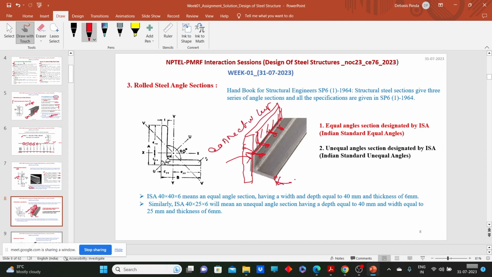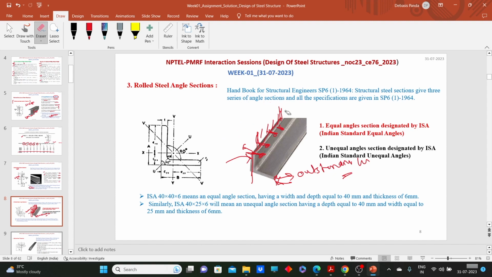And the leg which is not connected, or some load is applied from here or through here, we call this the outstanding leg. Okay, so the Indian standard equal and unequal sections we divide into 2 parts: one is Indian standard equal angle sections and one is Indian standard unequal angle sections.